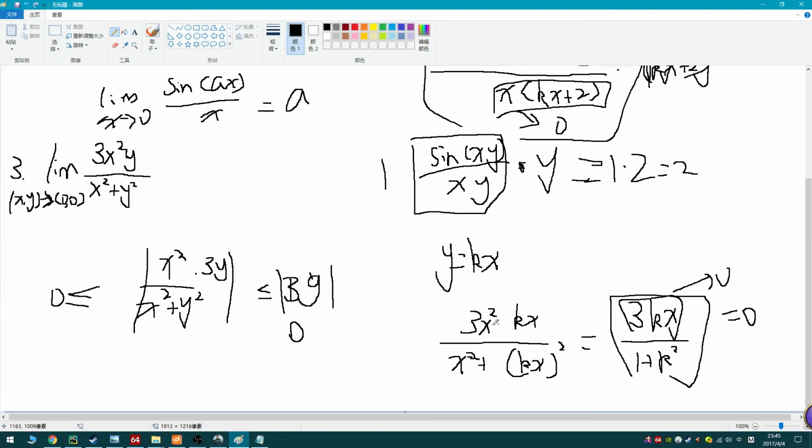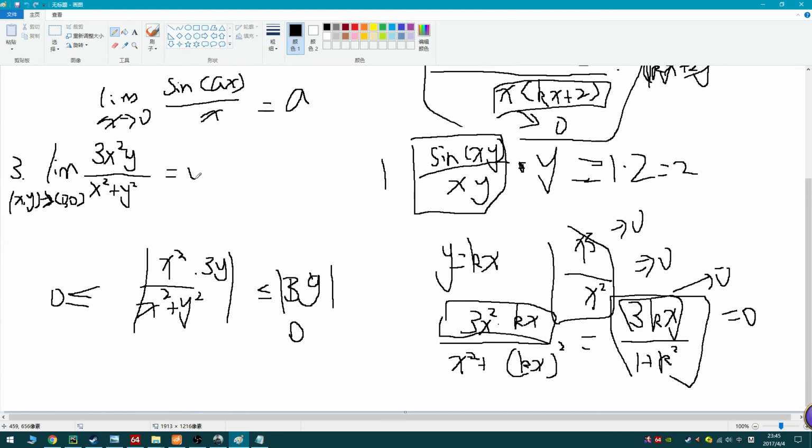Or you can do it another way: this is x cubed, this is x squared, so this is stronger, so it's approaching 0, because it's basically x cubed divided by x squared. And when x approaches 0, the whole thing approaches 0, which means the limit is 0. Okay, well done for these 3 questions.